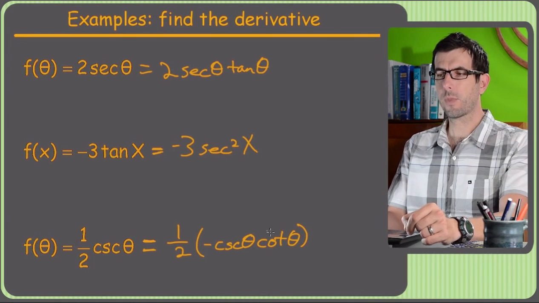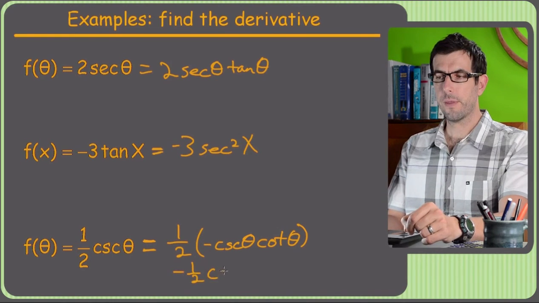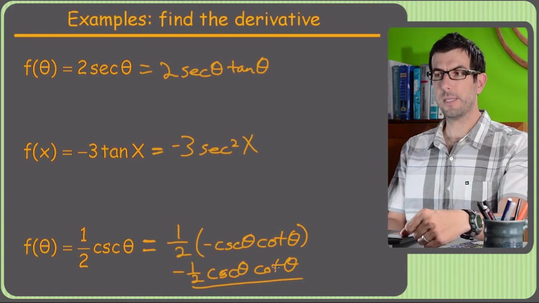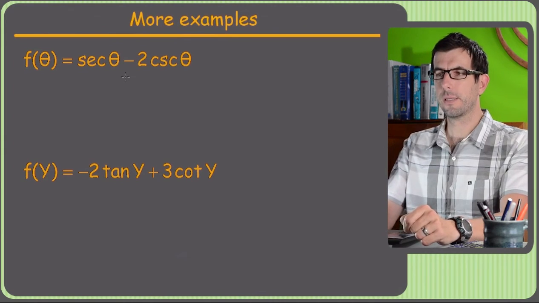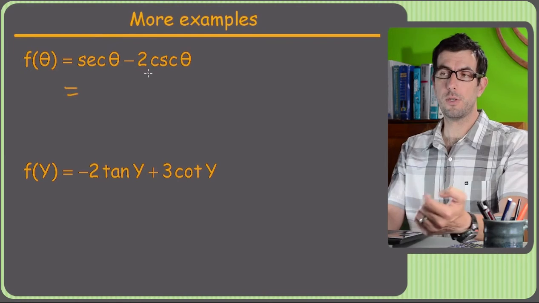Cotangent theta. All right, so once again, when I put the minus sign, I put parentheses around it because there's a minus sign. So we got negative 1/2 cosecant theta cotangent theta. Not too bad. It's annoying to memorize these things, but once you've done that, not too shabby. All right, so once again, if we have a number in front or multiple terms, no big deal.